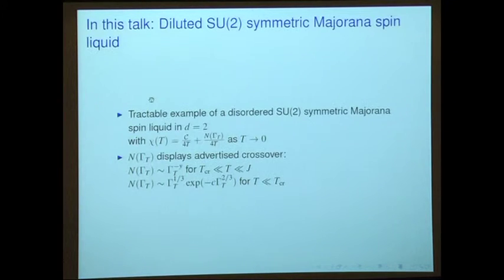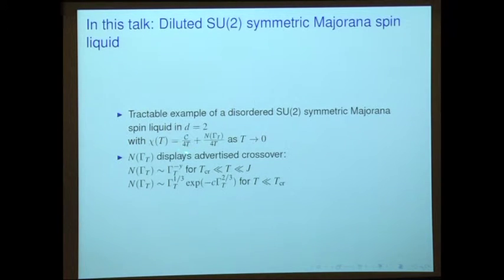So the example I'm going to tell you about is a diluted magnet. It's a toy model, a simple, exactly soluble model for a phase of matter that's come to be known as a Majorana spin liquid. So this is a system of interacting spin-half moments with full SU(2) invariance, where the elementary excitations are spin-carrying Majorana fermions, and the ground state is a spin liquid. And I'm going to show you that, at least as far as we can tell, the susceptibility in this example behaves like this.